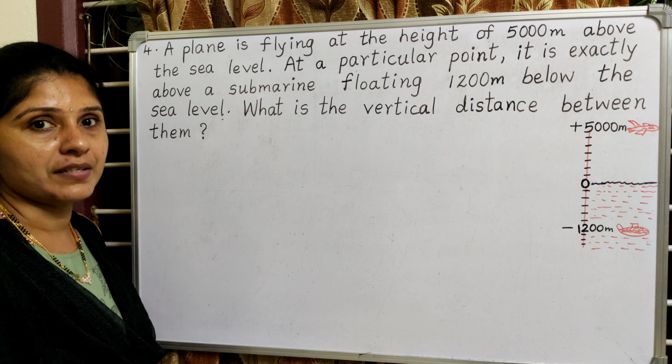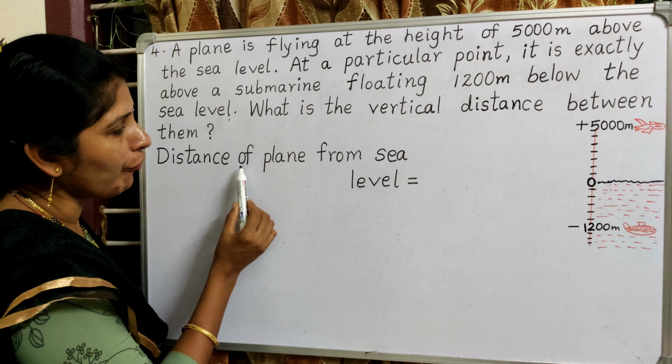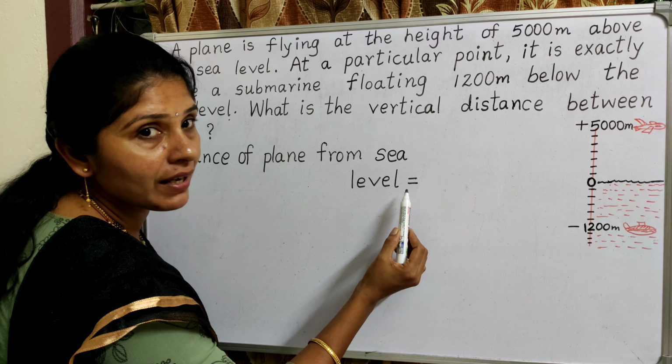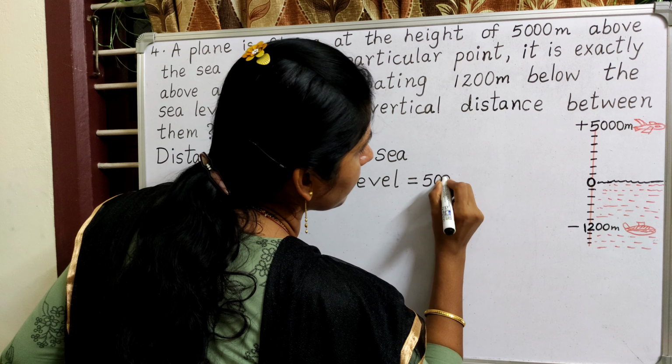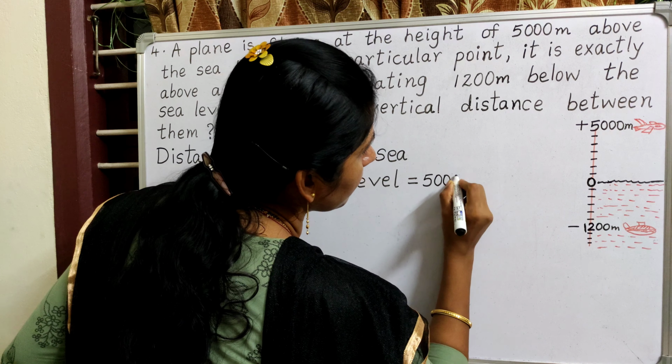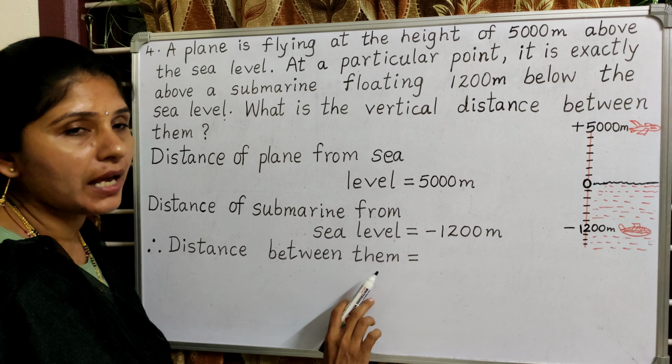Write the first statement. Distance of plane from sea level is equal to 5000 meter. Next statement. Distance of submarine from sea level is equal to minus 1200 meter. The last statement is distance between them.